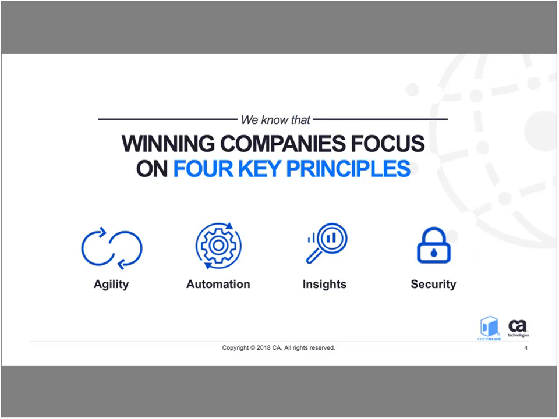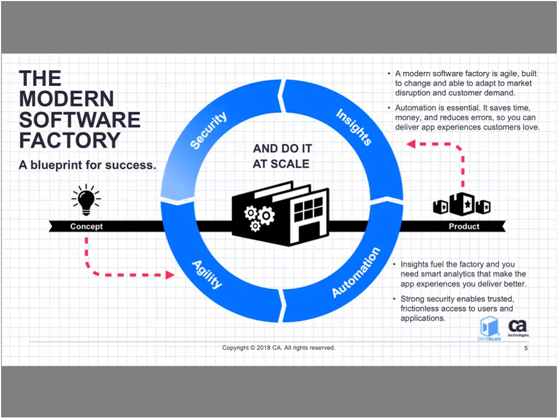Within CA, as we look at that proposition and understand what capabilities we can offer to you as customers in order to accomplish that improved digital experience, we've synthesized our understanding down to 4 key principles: agility, automation, insights, and security. And the way we view it is represented in this picture with the additional description.